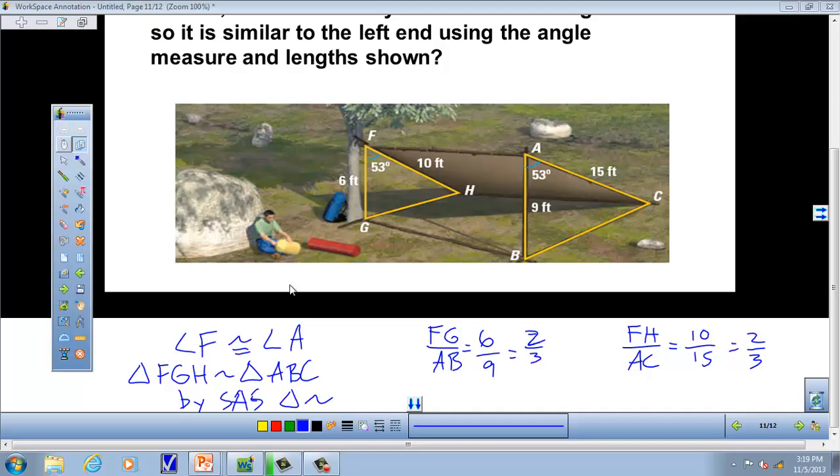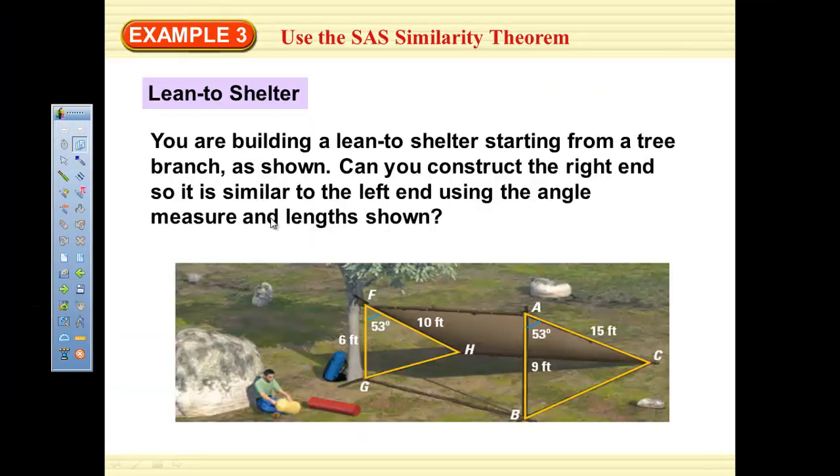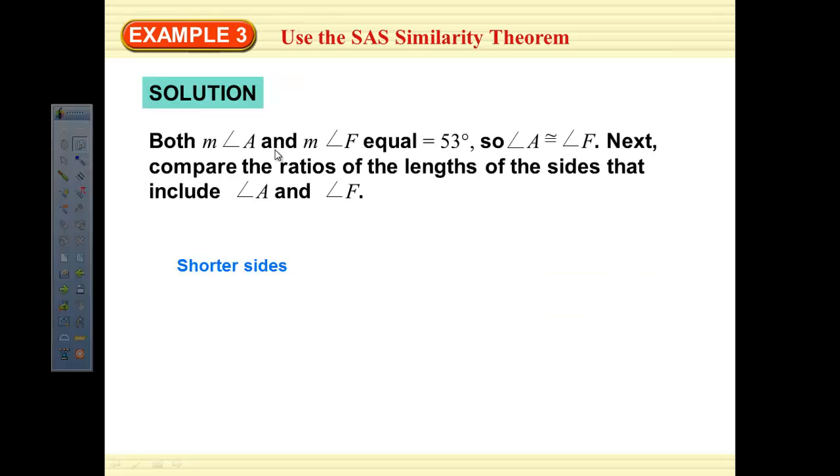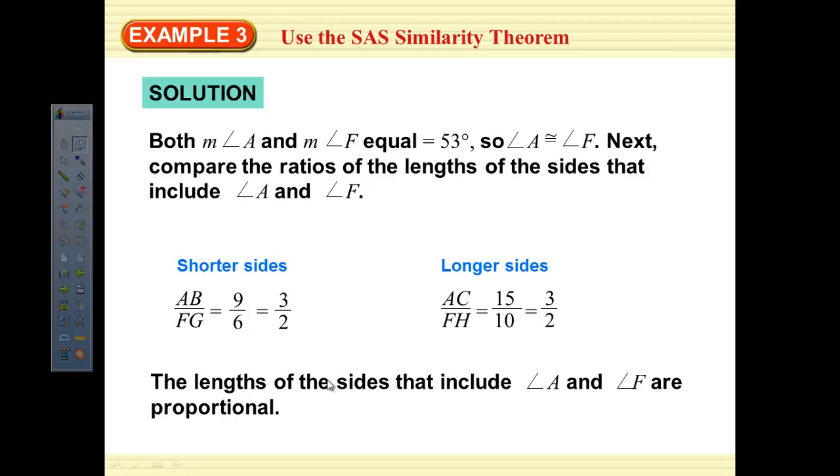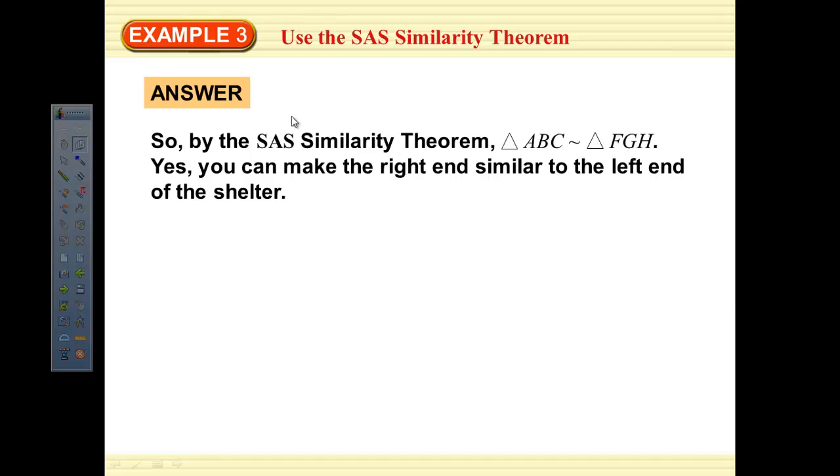Let me switch this. So again, we want to know, are the two triangles similar, basically? So we did that. We look at A and F, and they're both 53, so therefore the two angles are congruent. The shorter sides, they did 3 over 2, I did 2 over 3. And so we get 3 to 2 for both. I got 2 to 3 for both, but it doesn't matter. The lengths of the sides that include A and F are proportional, and so therefore by the side angle side similarity theorem we can state that the two triangles are similar.